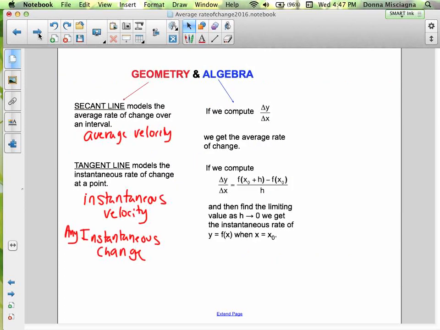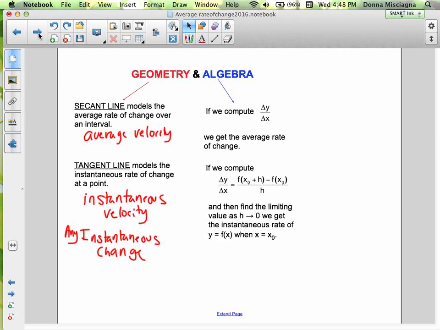Right, so geometry and algebra. We use a little of both in this particular lesson. So a secant line models the average rate of change over an interval, average velocity, average rate of change. It's the same thing, except we can have changes of things other than velocity, but average velocity is an example of average rate of change. So if we compute the change in y over the change in x, we get the average rate of change, or the change in the value of the function over the change in x or time, or whatever our independent variable is. The tangent line models the instantaneous rate of change at a velocity.